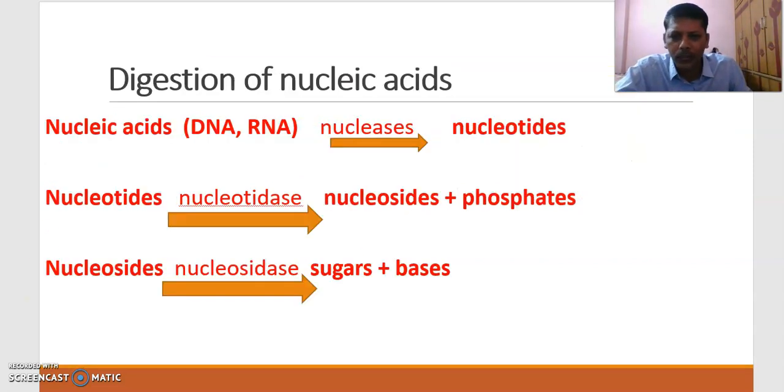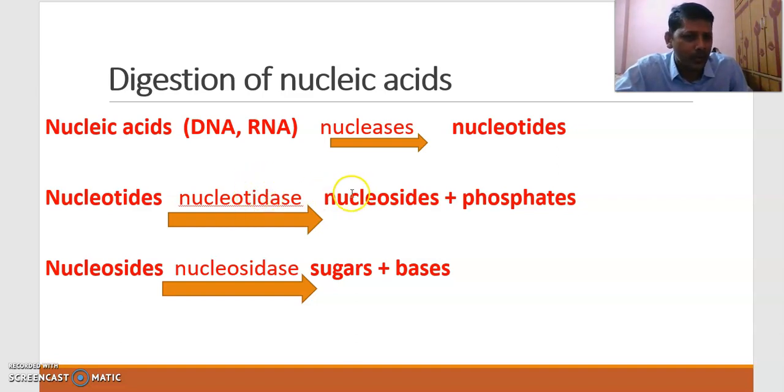Look at this equation. Nucleic acids, DNA and RNA, are acted upon by nucleases, DNAase and RNAase, which are present in pancreatic juice, and converted to nucleotides. The nucleotide is composed of, you might have learnt in botany when you are studying the structure of the DNA molecule, a nitrogen base, phosphate, and sugar. Three compounds.